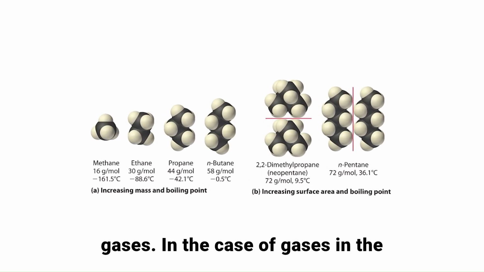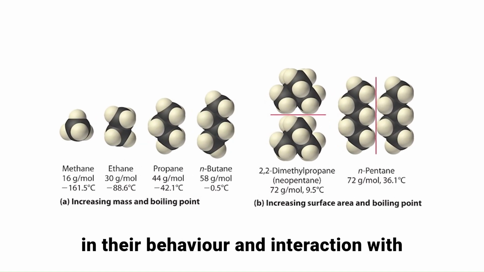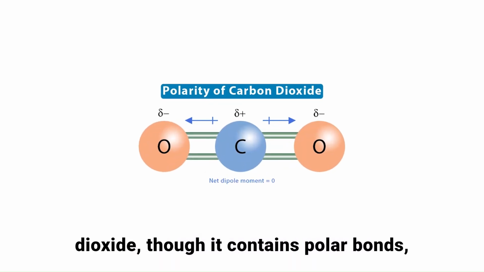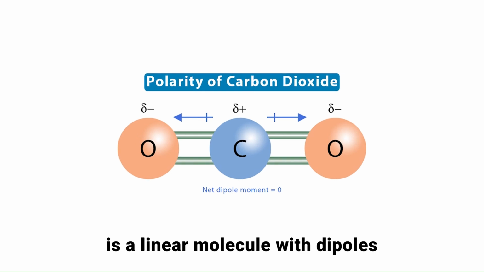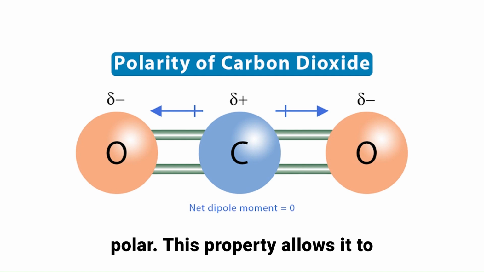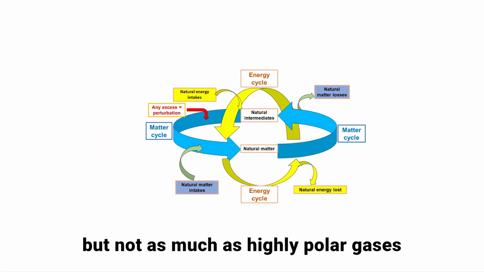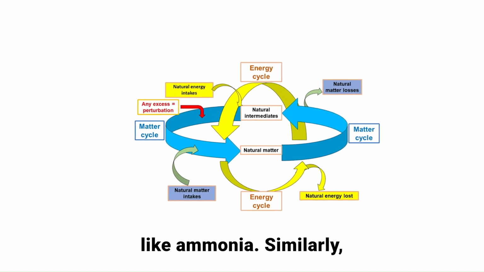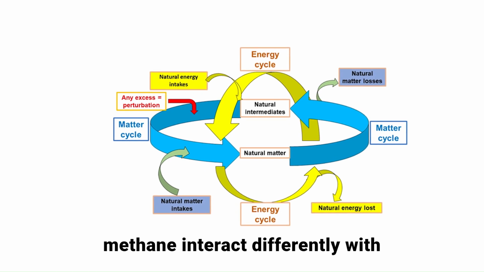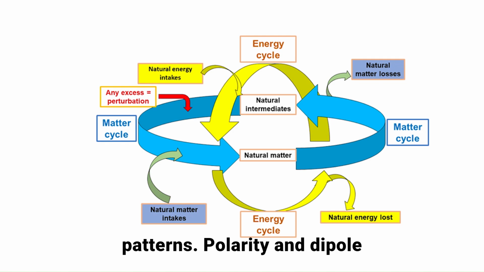In the case of gases in the atmosphere, polarity plays a crucial role in their behavior and interaction with the environment. Carbon dioxide, though it contains polar bonds, is a linear molecule with dipoles cancelling each other out, making it nonpolar. This property allows it to remain dissolved in water to some extent, but not as much as highly polar gases like ammonia. Similarly, greenhouse gases like water vapor and methane interact differently with radiation, affecting global climate patterns.